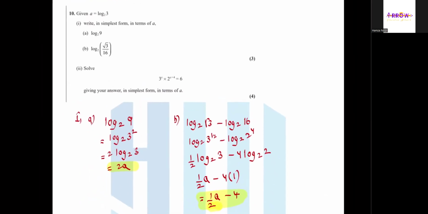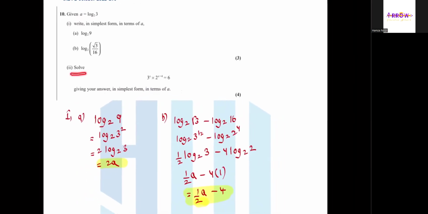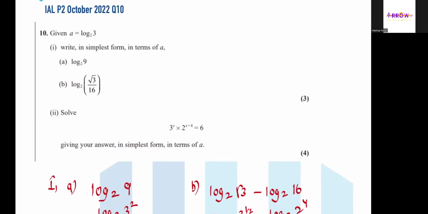All right, and now let's move on to part 2. The requirement of part 2 is to solve this equation: 3 raised to the power of x multiplied by 2 raised to the power of x plus 4 is equal to 6, and we need to give our answer in simplest form in terms of a. And as you are aware, a is equal to log with the base 2 argument 3.